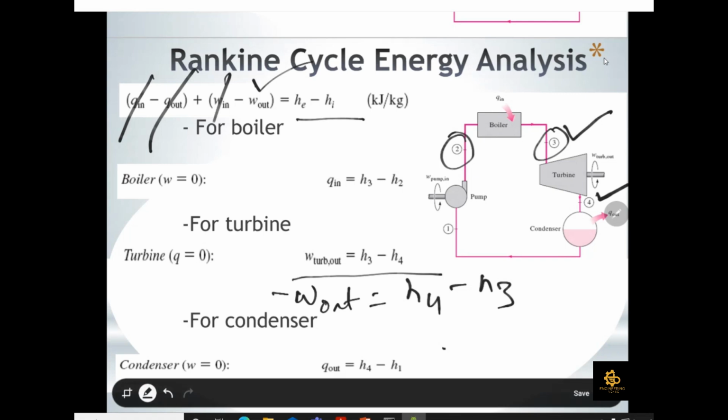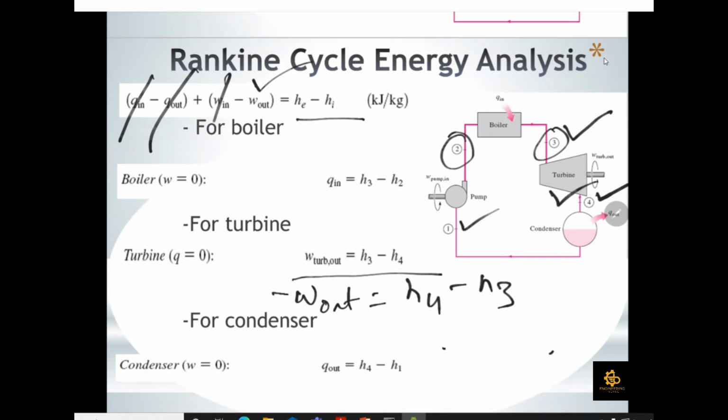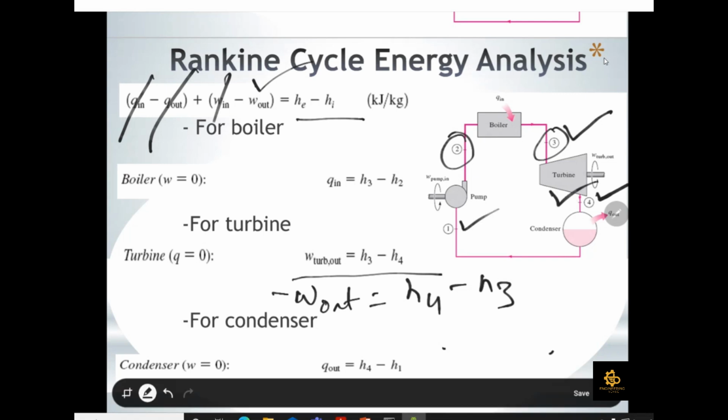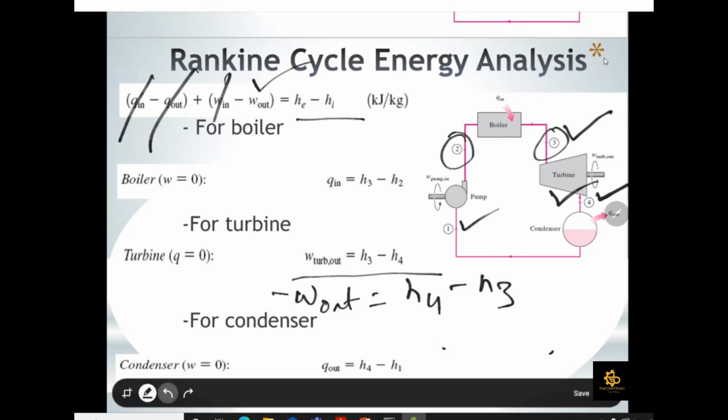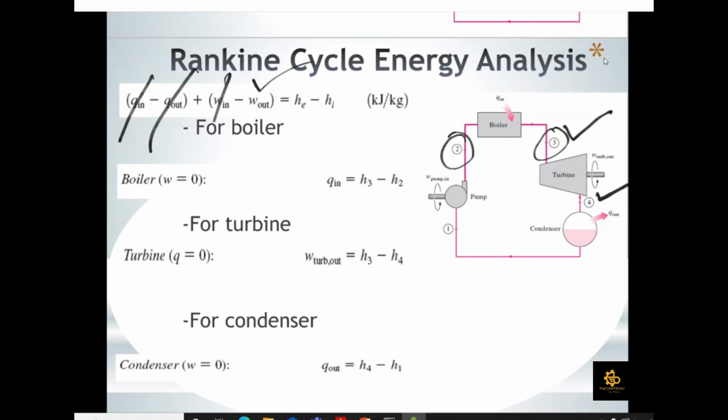Then coming towards the condenser section, which is between 4 and 1. If you analyze your condenser section by using energy analysis again, you can easily find out your Q out. At the condenser, you can see that.